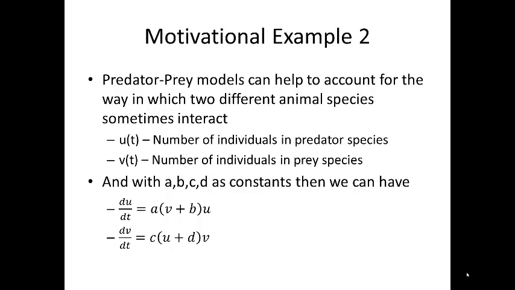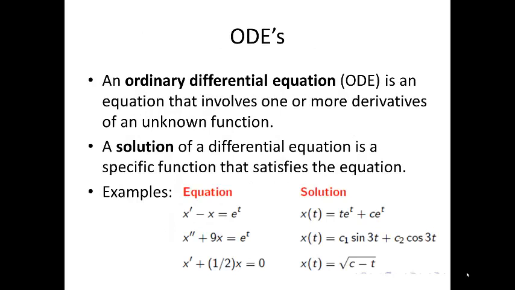Let's begin with ordinary differential equations. An ordinary differential equation is an equation that involves one or more derivatives of an unknown function. The solution of a differential equation is a specific function that satisfies the equation. Now, in the third bullet point, you'll see some examples of equations and their solutions. In the examples, t is an independent variable, and x is the dependent variable. Thus, x is the name of the unknown function of the independent variable t.